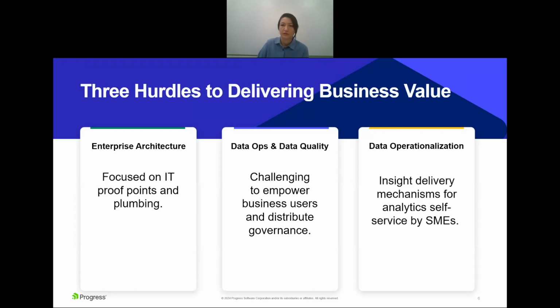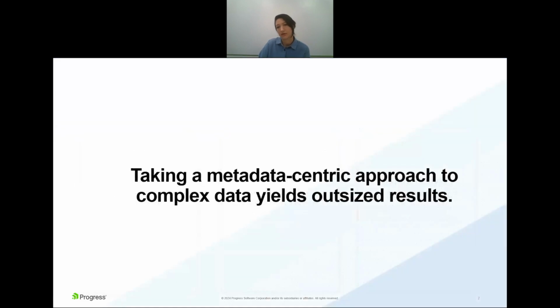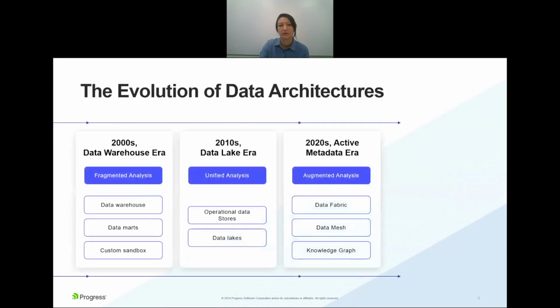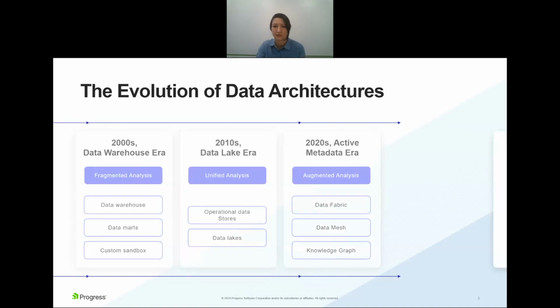A common solution to this third hurdle is a metadata-centric approach to complex data challenges. We are well into the active metadata era when it comes to data architectures. Data fabrics, data meshes, and knowledge graphs use a powerful combination of data, metadata, and a semantic layer to deliver on business requirements for data discovery. All of these architectural patterns come with certain challenges, which is why some people are talking about a hybrid approach, or what is sometimes known as a data mesh 2.0.